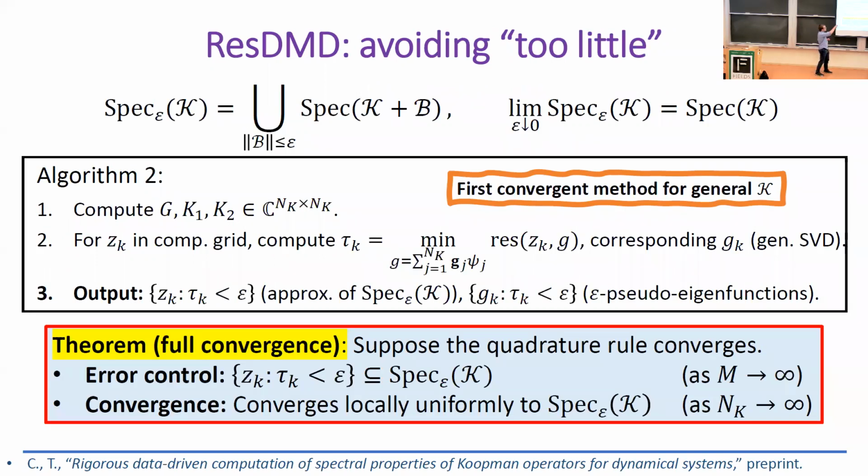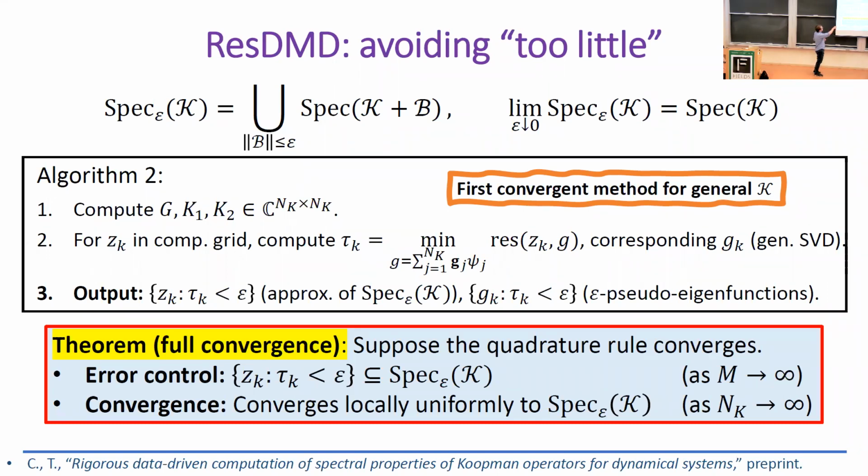Okay, so the epsilon pseudospectrum is the union of spectra of perturbed operators, where the perturbation is at most epsilon. This limit here can be made precise if you put a certain topology on closed subsets of the complex plane, but the point is that as you take epsilon to 0, this pseudospectrum will converge down to the spectrum. So the spectrum is always guaranteed to be inside the pseudospectrum, and then it will shrink down to the spectrum. Okay, so how do we approximate pseudospectra?